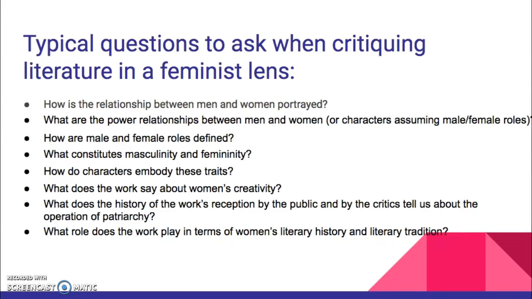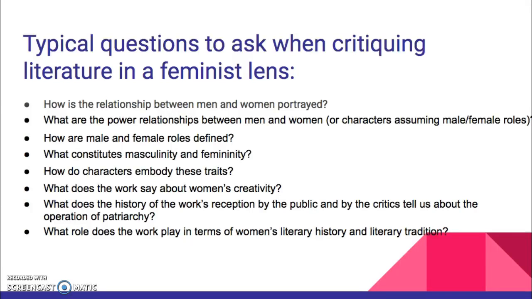How are male and female roles defined? Are women allowed to do certain things and men are allowed to do others, and they're not able to cross very often? What constitutes masculinity and femininity? So that's not the biological gender, but it's how a person views themselves or how people view that person. What constitutes masculinity, femininity? How do characters embody these traits of masculinity and femininity?